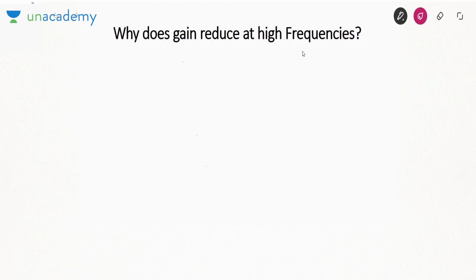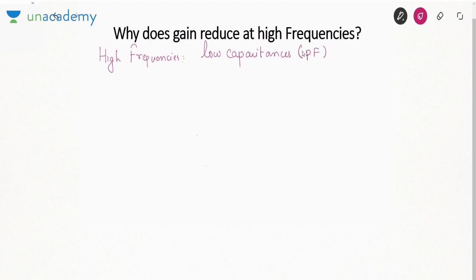But the question that comes to mind is, why does the gain reduce at high frequency? As I have told you, at high frequencies we consider the low capacitances of the range of picofarad. These low capacitances are also called parasitic capacitances, which means they are undesired but they are present internally to the BJT. Now, what capacitances are these if I show in the BJT circuit?